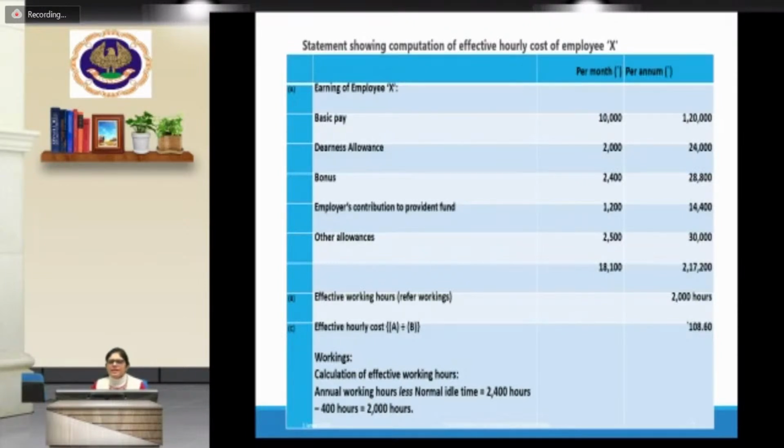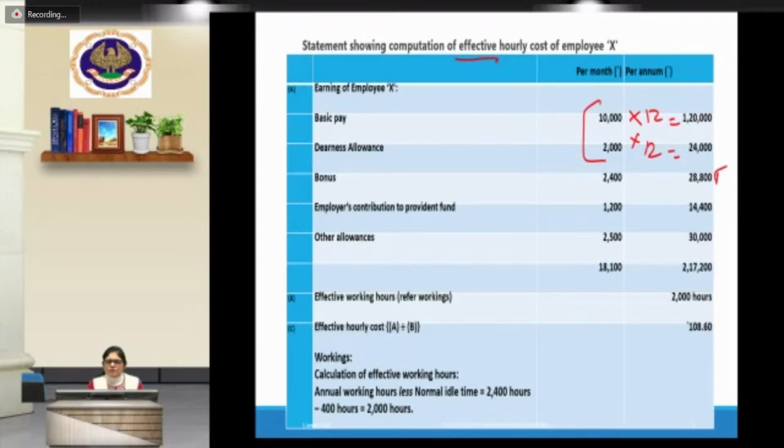All right. Statement showing computation of effective labor hourly cost. Effective means we have taken care of normal idle time. So we have to calculate the earnings first. Basic pay was 10,000 into 12, so it's 1,20,000. DA allowance into 12, it was 24,000. Bonus was 20% of this. So we have calculated it here.